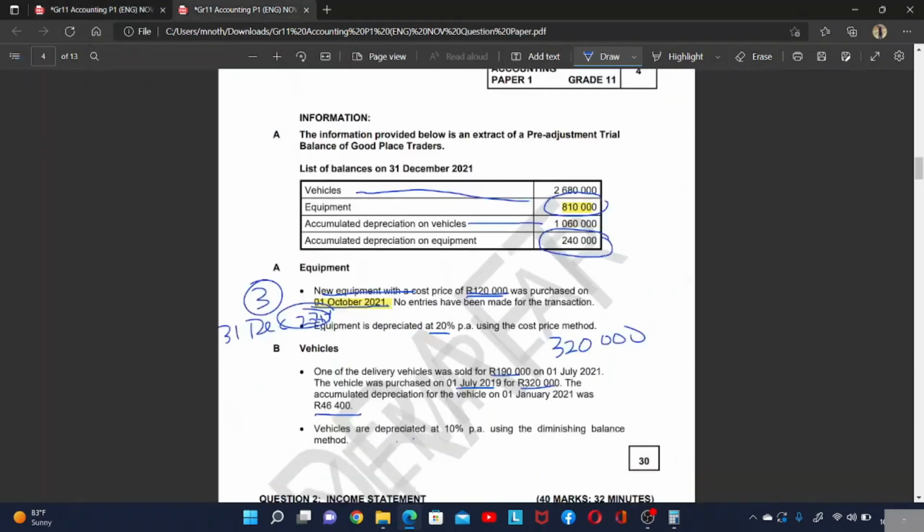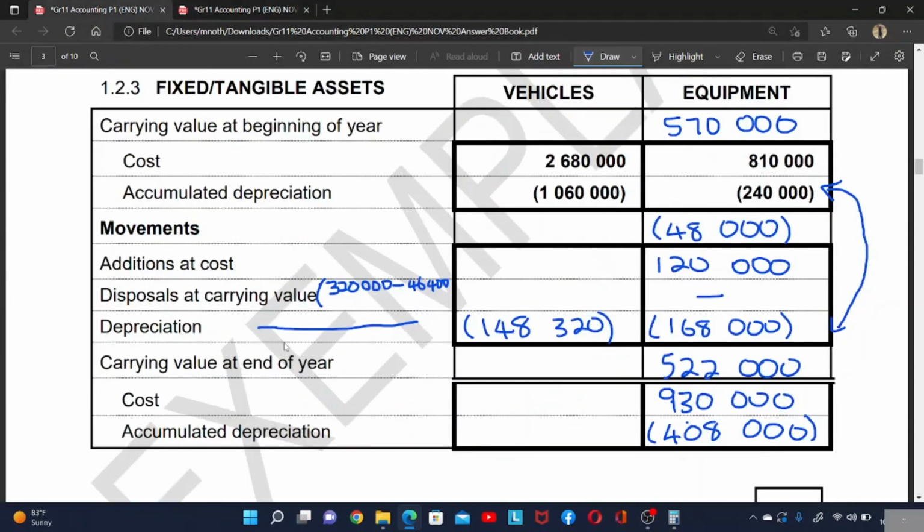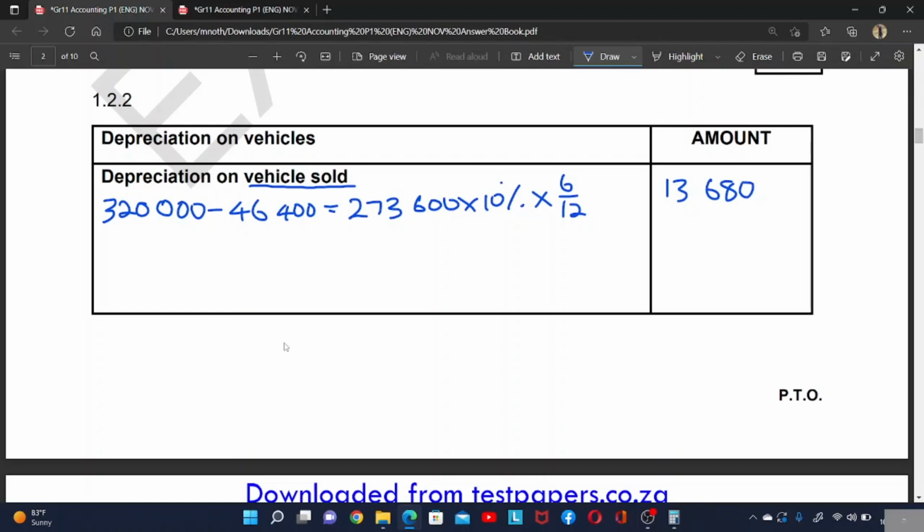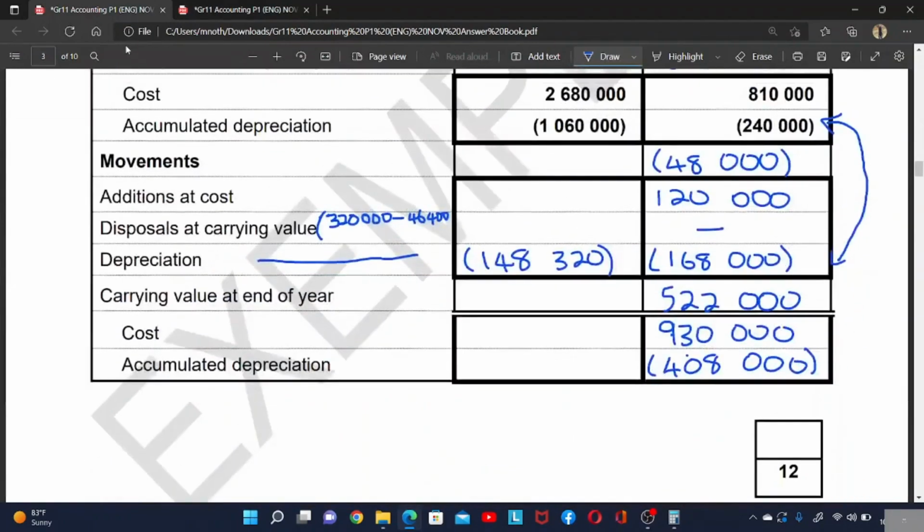Now, to get the disposal at carrying value, we must subtract the accumulated depreciation and also its depreciation of the current year. So what is the depreciation of the vehicle sold? The depreciation of the vehicle sold is 13,068. So minus 13,068.